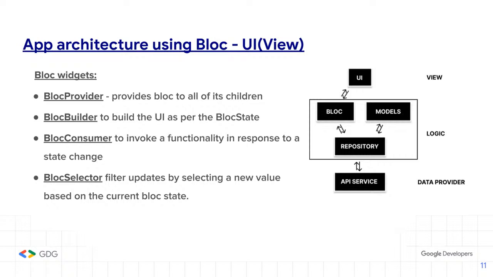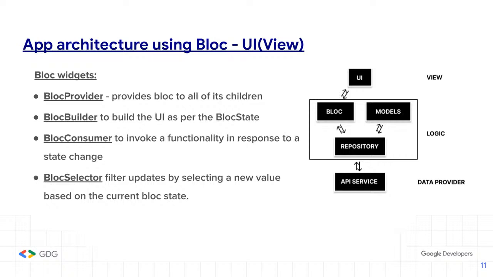And BlocConsumer is actually used to invoke a functionality in response to a state change. So let's say that in the login, when I click on the sign in button, after the API returns successful data, I want to redirect the user.